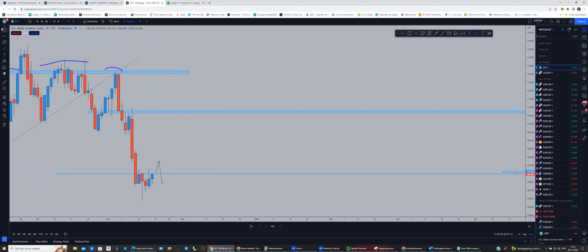The first trade that I have in mind is CADJPY. I have a lot of CAD pairs this week that I'm looking at, 3 of them, and some other pairs that need to have some more development.